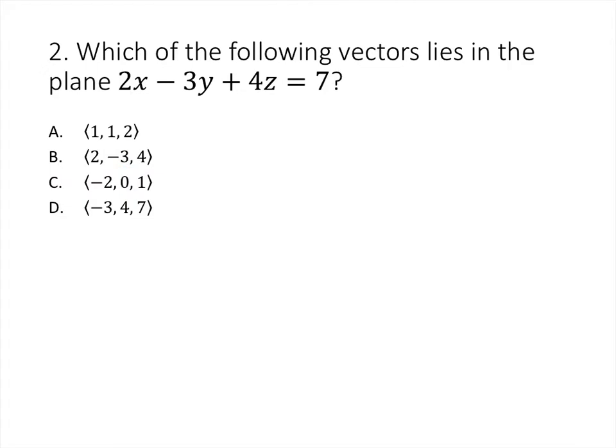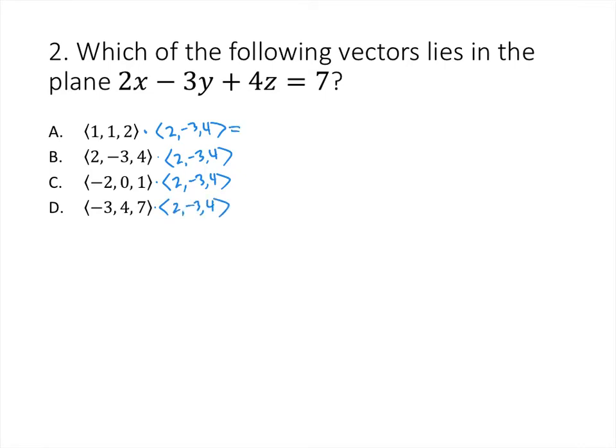For this next problem, it's the same plane, but now we want to know which of the following vectors lies in that plane. Now remember that the normal vector is normal to any vector that lies in that plane. So what we're going to do is dot all of these vectors with the vector 2, minus 3, 4. And the one that gives us a 0, that's going to be the one that's orthogonal to the normal vector, and therefore lies in the plane.